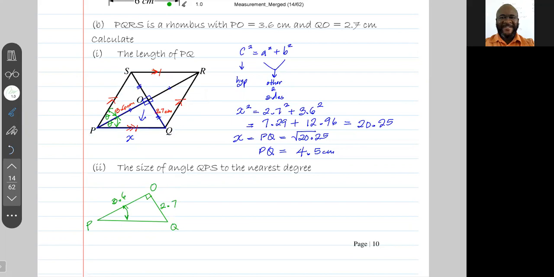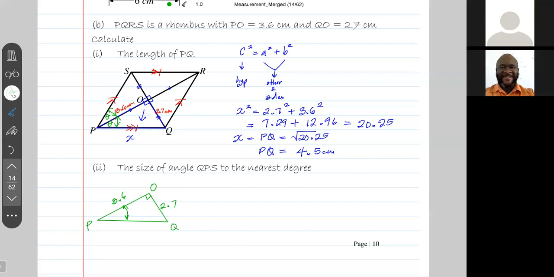Now, I know that those two angles there are equal because remember I told you that the diagonals of the rhombus divide the rhombus into 4 identical right angle triangles.